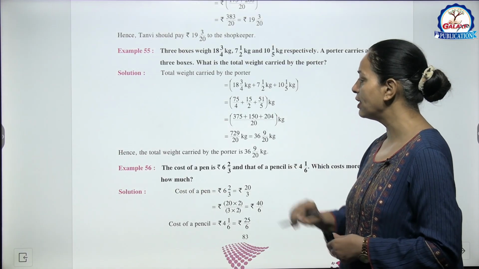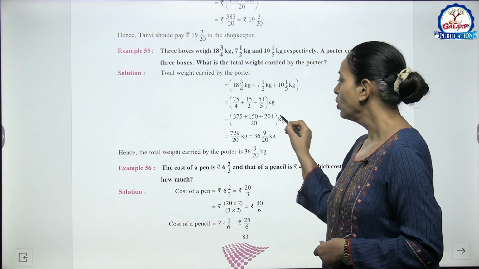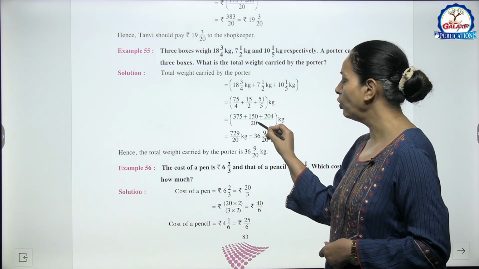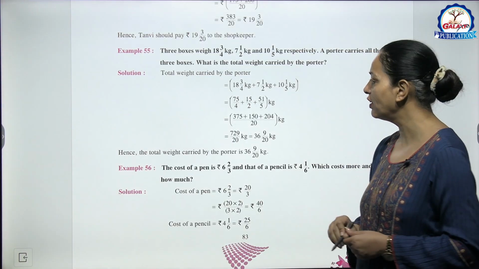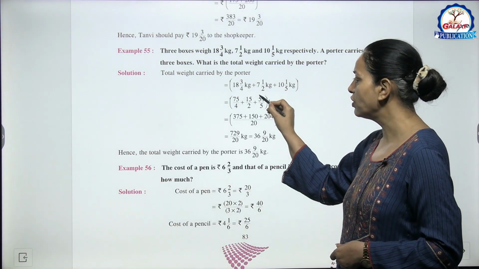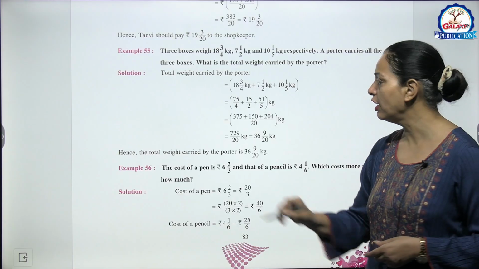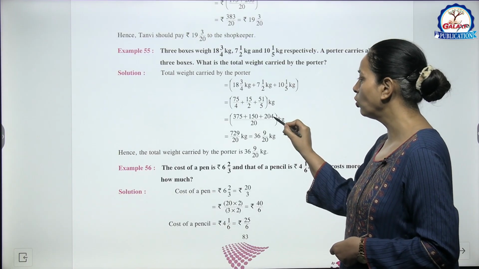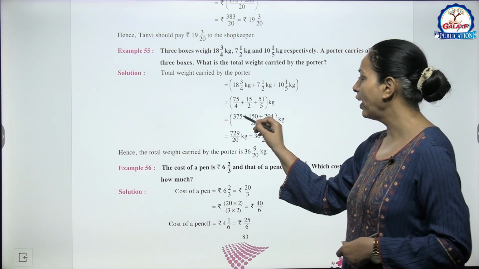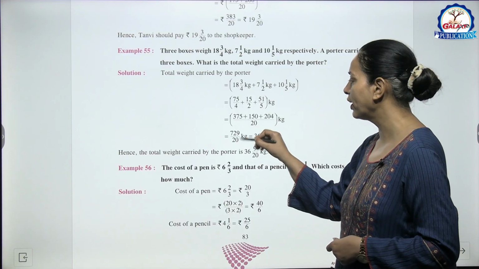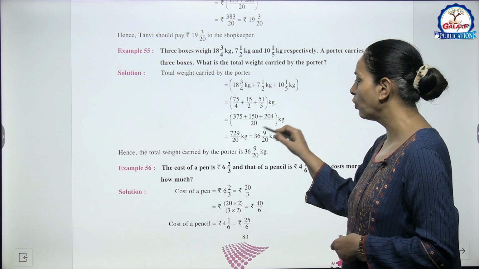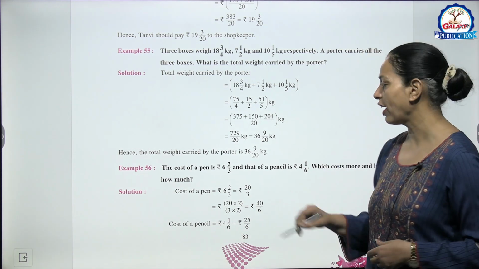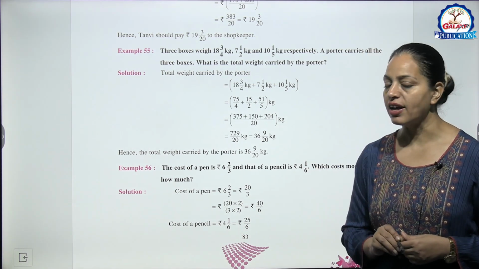Take the LCM. LCM is 20. Now take the numerator. So what will you get? 4 5s are 20, 75 into 5, 375. 2 10s are 20, 15 into 10, 150. 5 4s are 20, 51 into 4, 204. Add all these numerators. So we are getting 729 upon 20 kg, convert into mixed fraction. So this is the answer.